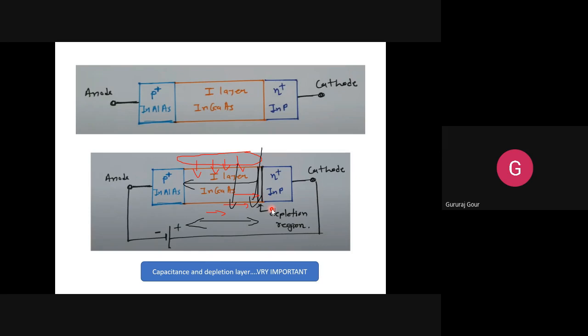Hence, what will happen in the reverse bias? Because of the reverse bias condition, one current that we are getting is because of the minority carriers. Another current that we are getting is because of the photons. Now, as the photon absorption is more because of the increased depletion region, we are getting more contribution of the current by the photons as compared with the forward bias. Hence, we are getting more photocurrent as compared with the forward bias.